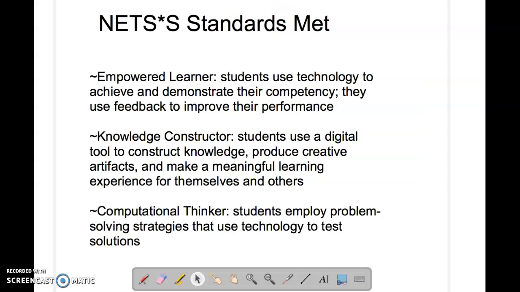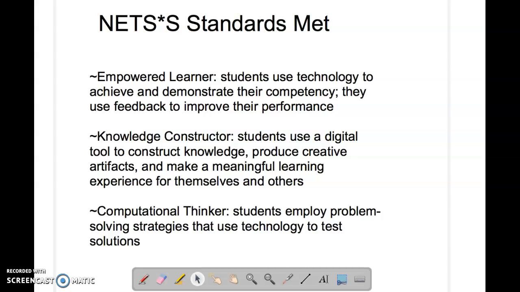So I think that this lesson met 3 of the main standards, and that is empowered learner, where students use technology to achieve and demonstrate their competency. They use feedback to improve their performance. Obviously, they were using technology to show that they know how to compare fractions, and they can use the feedback, whether it be the sequence lighting up green to tell them that they're correct, or not lighting up green to tell them that they're wrong, or it could be my feedback. And they would use that to figure out how to do it better next time.